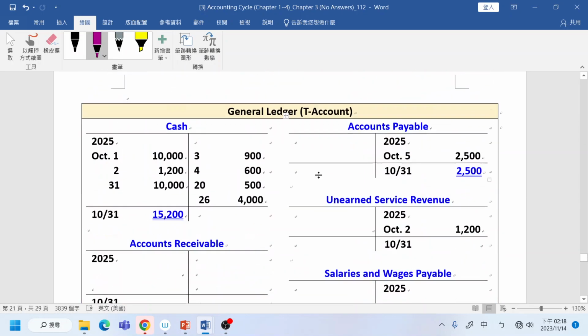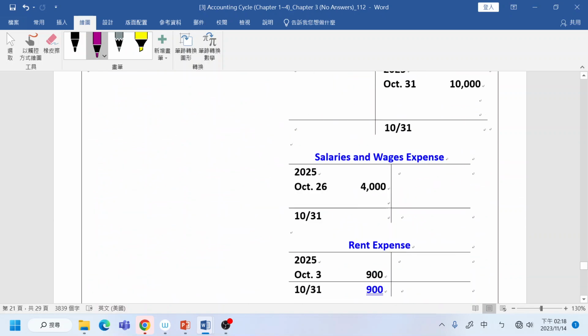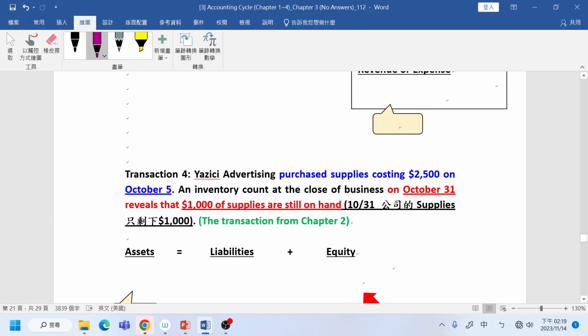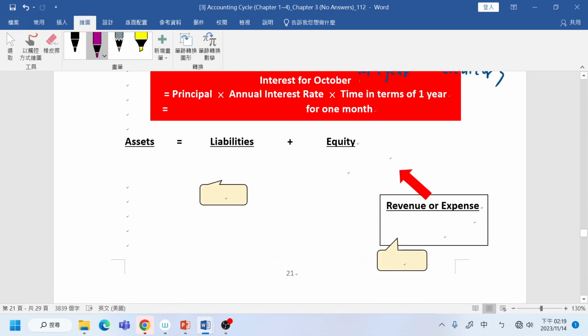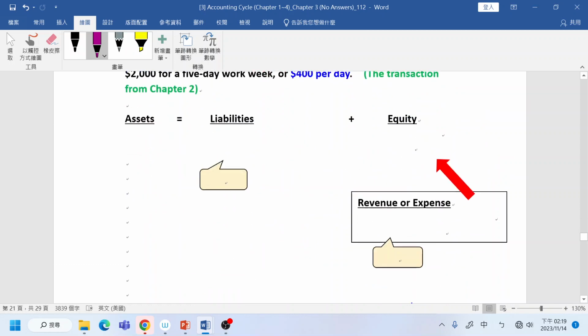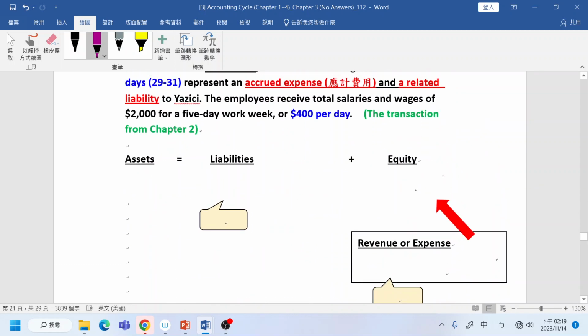Okay, please go to your note on page 21. Please finish transaction 2 and transaction 3. Transaction 2 and transaction 3 on your page 21 and 24.